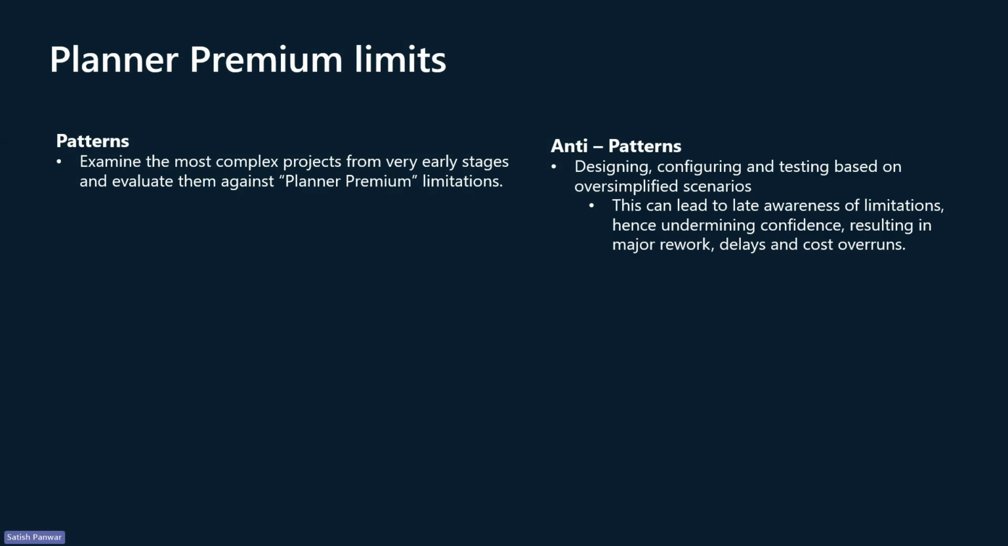As mentioned before, Planner Premium is used for managing work breakdown structures in Dynamics 365 Project Operations Core deployment and integrated with ERP deployment type. To compare the customer requirements versus the current limits on Planner Premium, we recommend to examine and identify the most large and complex projects from very early stages. Once you know the customer requirements, they can be compared with the current limits.